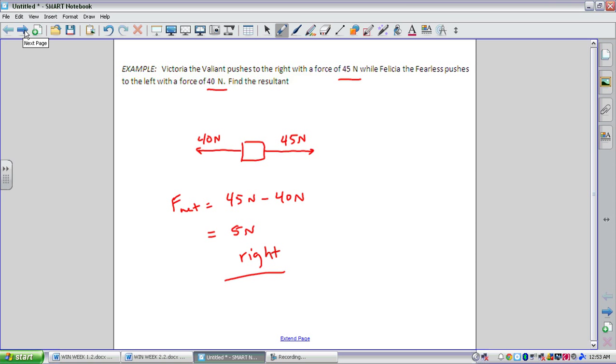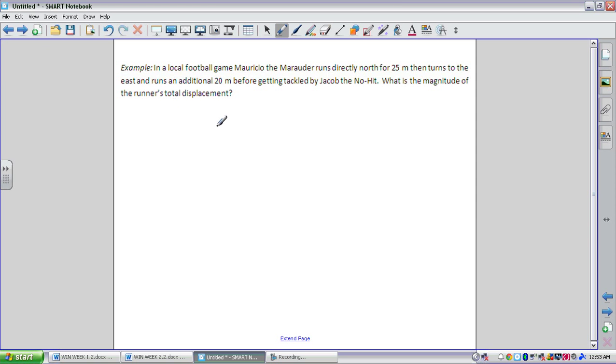Okay, looking at the second example for that homework, it says, in a local football game, Mauricio the Marauder runs directly north for 25 meters, then turns to the east and runs an additional 20 meters before getting tackled by Jacob the no-hit. What is the magnitude of the runner's total displacement? So they just need the magnitude. We don't have to put direction here.